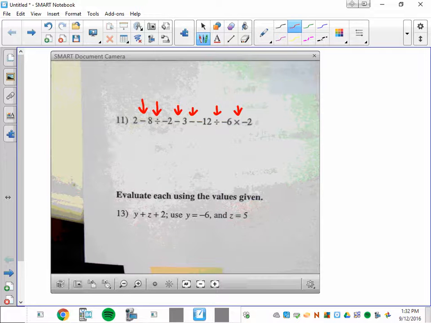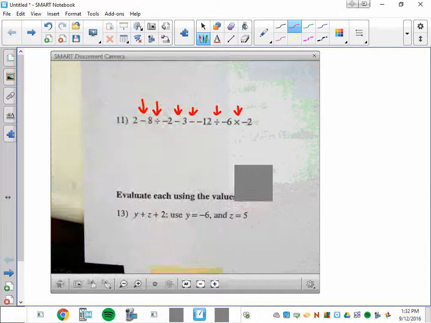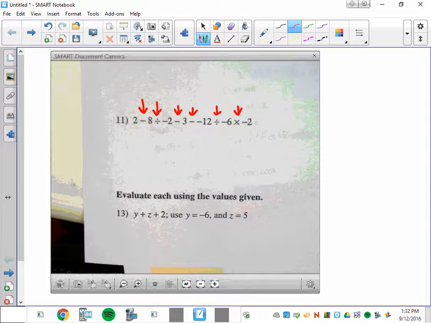So the multiplication and division are at the same level. So we go left to right with those. So if we go through and there are no parentheses or exponents to worry about, that division would be first, and then this division, and then that multiplication. And if you do them out of order, that's a problem.